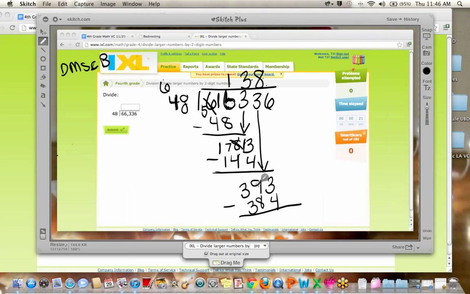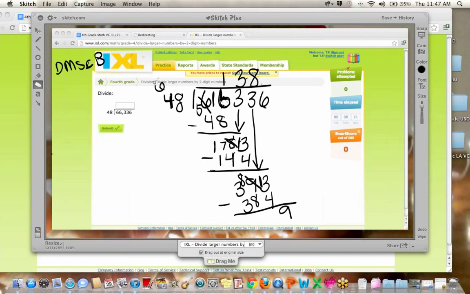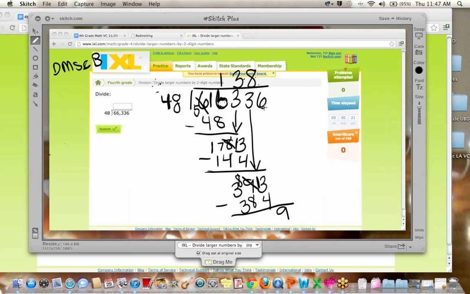All right, my next step is to subtract. 13 minus 4. Anybody? 9. Okay. Is 9 smaller than 48? Yes, it is. So I can go on with my life. All right. So now I am going to bring down my last number, which is the 6. How many groups of 48 fit into 96? So basically, how many groups of 50 fit in 100? 2. Let's try 2.